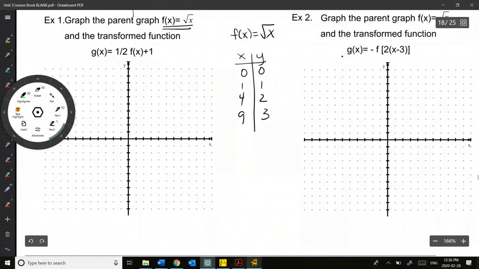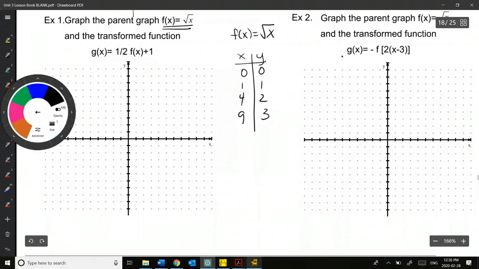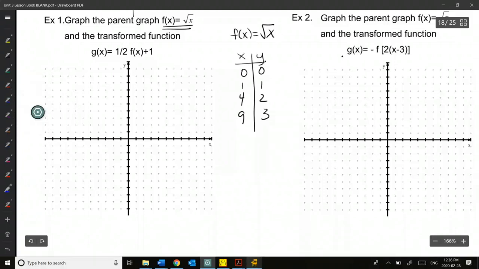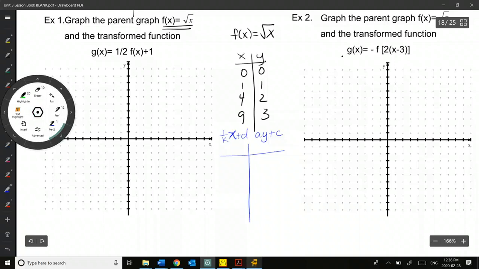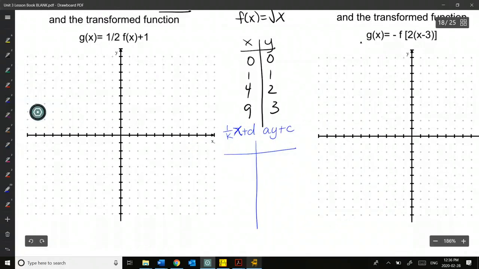Okay, so our formulas, let me just grab a different color here. Okay, our formulas, if you guys remember, are reciprocal of k times x plus d and ay plus c. So who wants to try to set up our formula for us here, or one of our formulas?